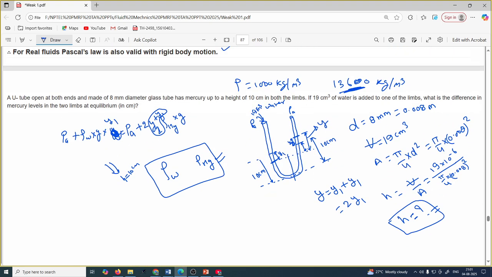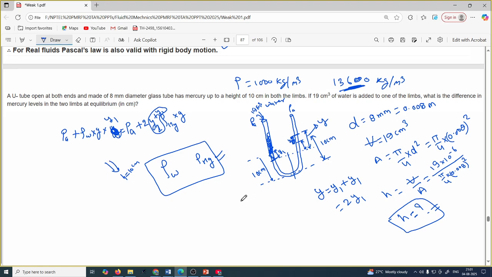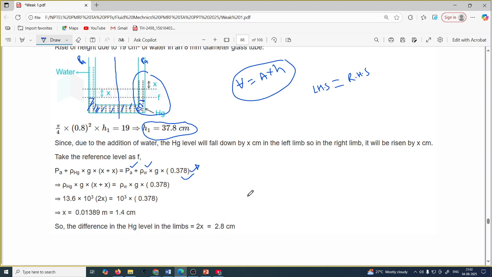I was previously considering the height of y to be this much, but the water height is very high. If you put this much height of water, your mercury will increase a little bit, this much, because of the density difference. But now it is very clear. We have written the total height here, up to this. Rho g times the total height we have considered.